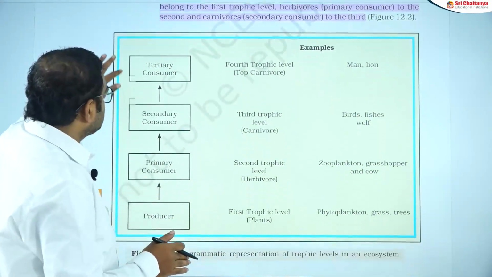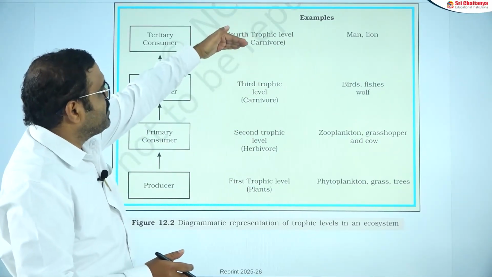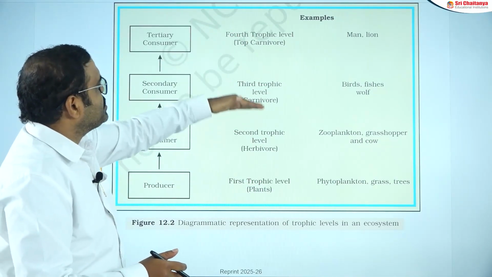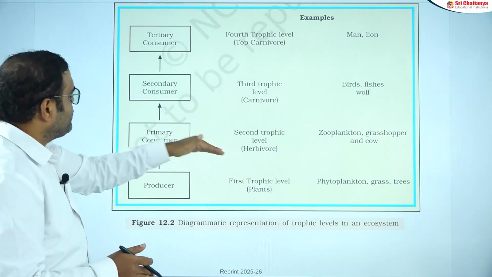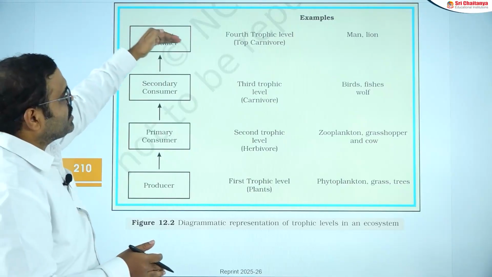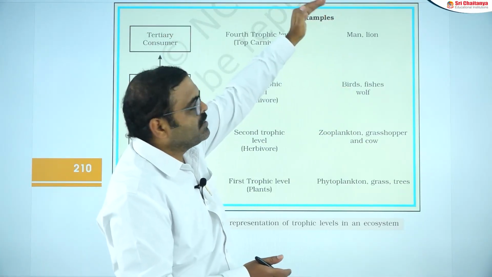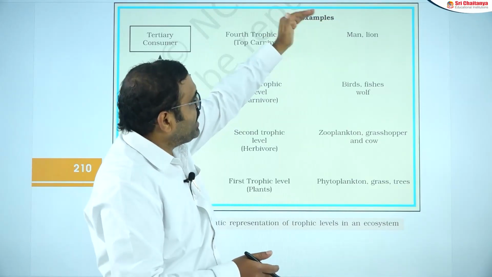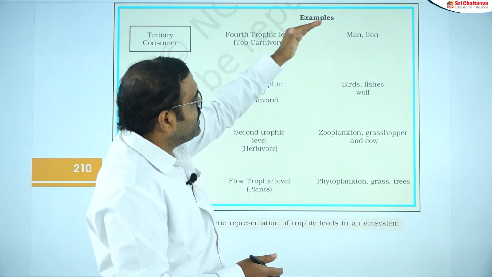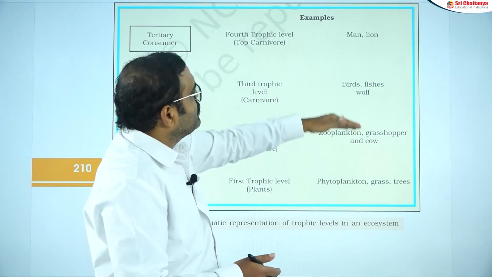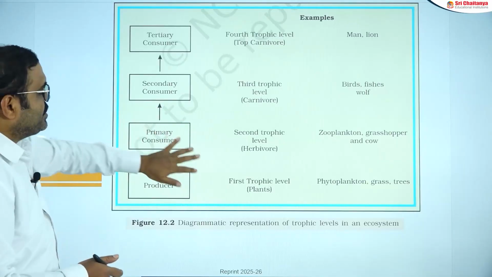Here you need to understand the first trophic level, second, third and fourth trophic levels. The first trophic level is plants, then herbivores, carnivores and top carnivores. The first trophic level is known as the producers, the second is the primary consumer, then the secondary consumer, and the tertiary consumer. Examples: phytoplankton, zooplankton, fishes, and man. Then grass, grasshopper, birds, and lion. And trees, cow, wolf, and lion. These are the different types of food chains you need to understand.